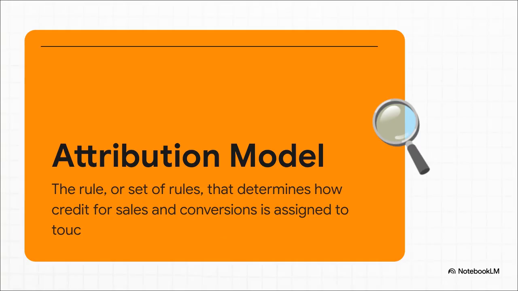So let's get on the same page. What even is an attribution model? Well, Google's official definition is pretty simple. It's the rule or set of rules that determines how credit for sales and conversions is assigned. Basically, it's just your rule book for giving out credit.